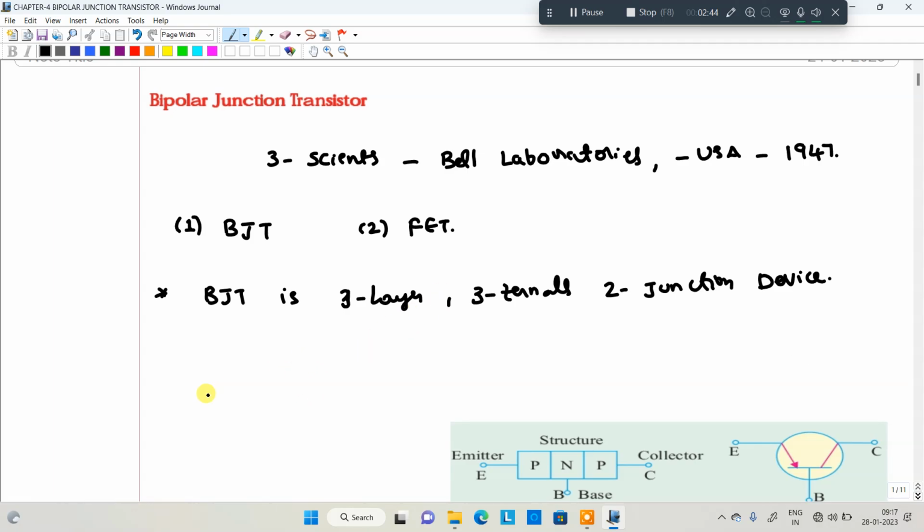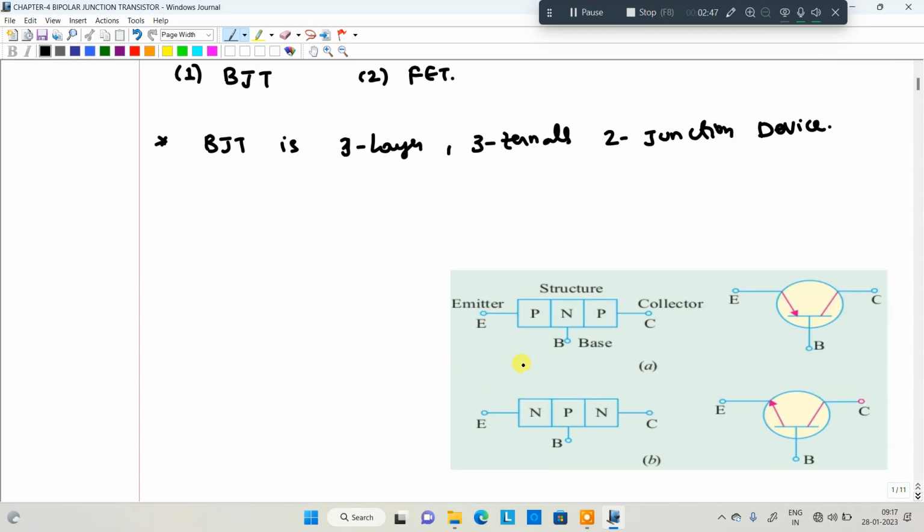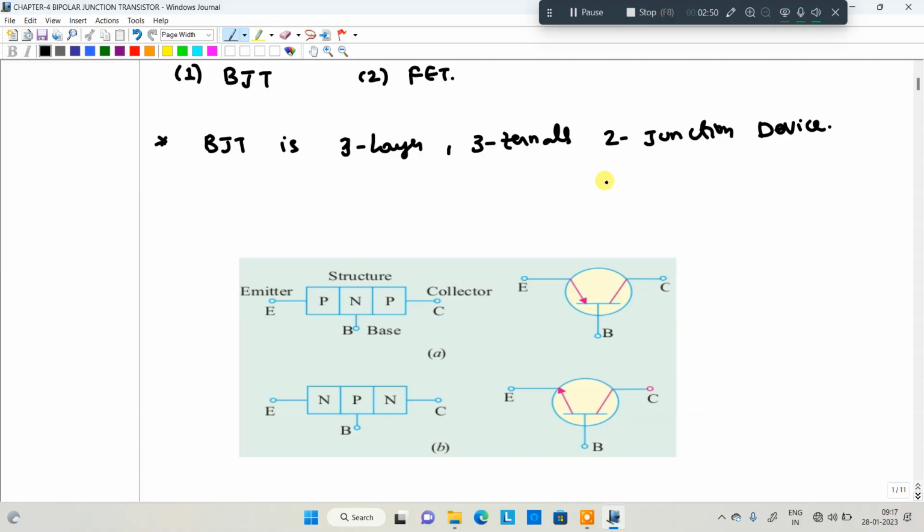So what are the terminals we have? Emitter. Look here, this diagram shows the transistor symbol. The transistor has emitter, base, and collector. There are two types of transistors. The first one is two p-type materials sandwiched with an n-type material in between. This is a PNP transistor, and this is the symbol for the PNP transistor. The arrow is indicated towards the base. That means the emitter terminal is more positive compared to the base and collector terminals.